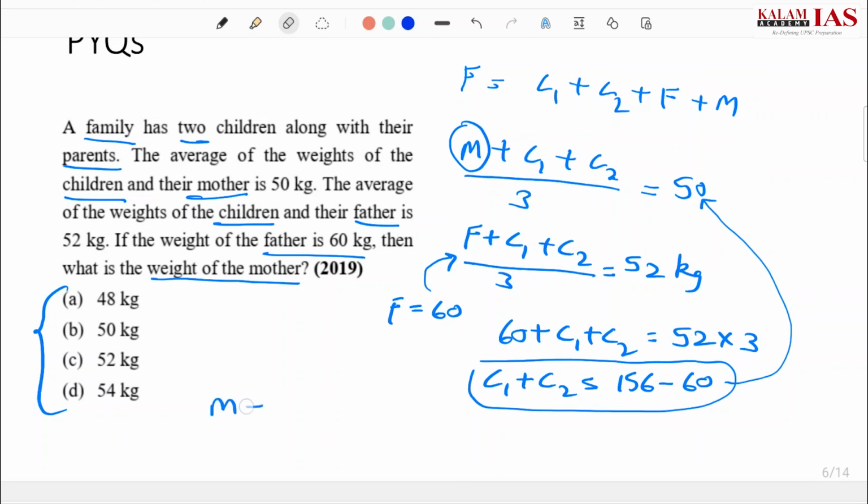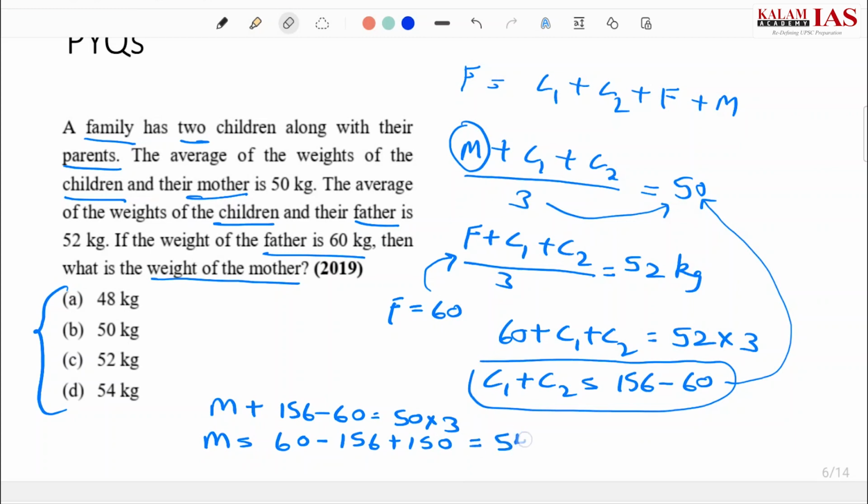So M plus 156 minus 60 equals 50 into 3. Basically we are cross multiplying, nothing much happening. Value of M equals 150 minus 156 plus 60, that is 54. So the weight of mother is 54 kg.